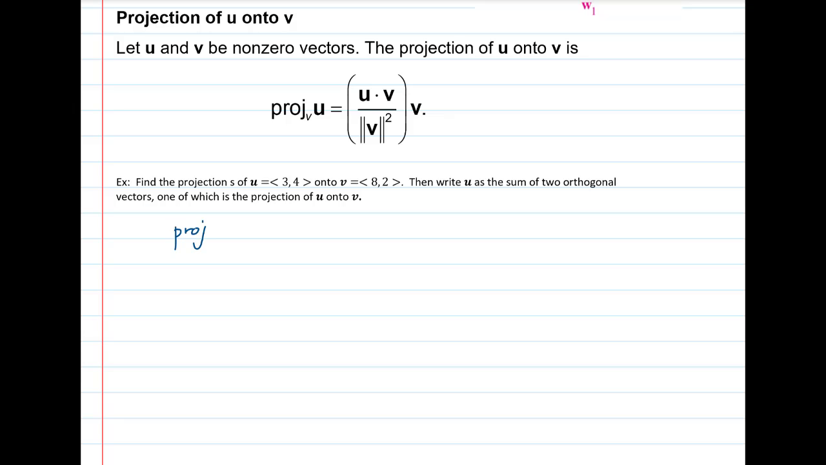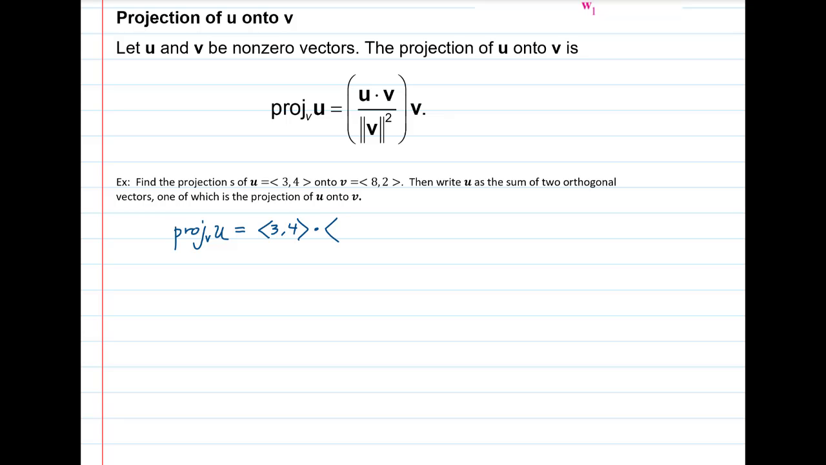Notice how everything here in the parentheses is a scalar, right? The dot product is a scalar, the magnitude is a scalar, so the whole thing is a scalar. In other words, a real number. So you're going to get a vector back. The projection of u onto v is a vector, right? So let's look at an example here.